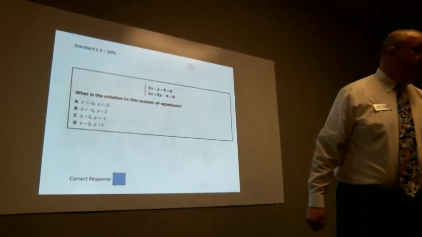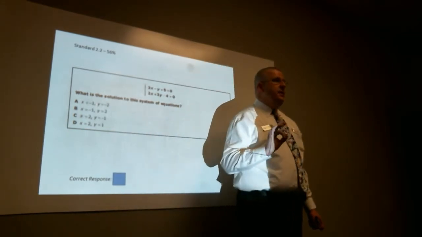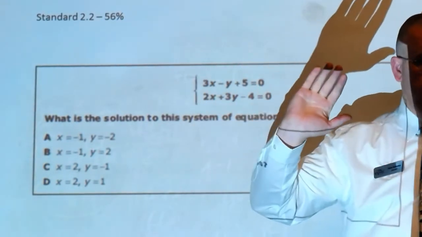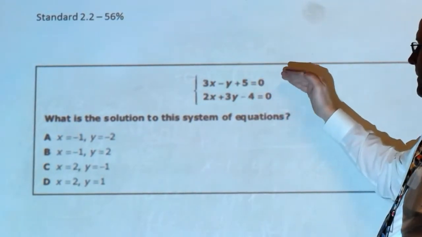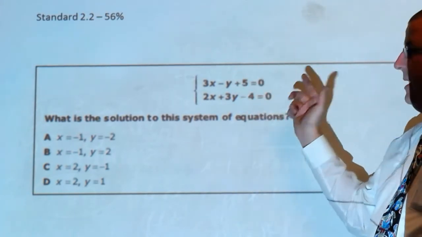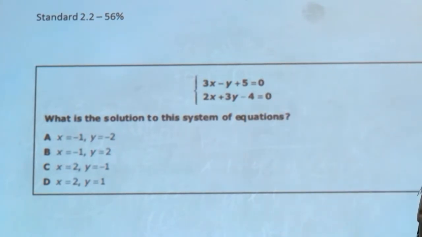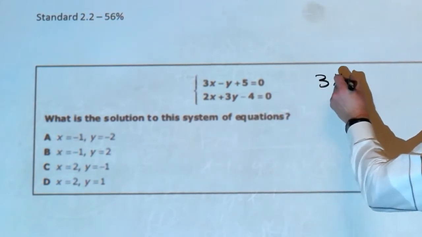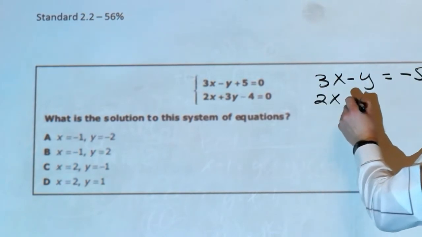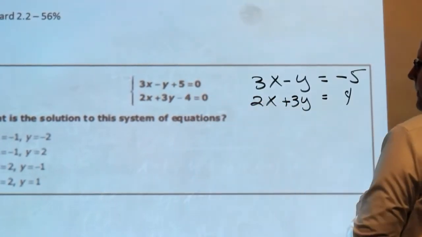Now, linear equations. This is an Algebra 1 type problem. However, in Algebra 2, you're going to see several of these on here. What I would suggest that you do, these are both written in standard form. I would like to see it as ax plus by equals c, or simply take the constant term of each of these and put it to the other side. That's how we are used to seeing it. So in this case, we have 3x minus y equals a negative 5, and 2x plus 3y equals 4. I subtracted 5 from both sides, added 4 to both sides.